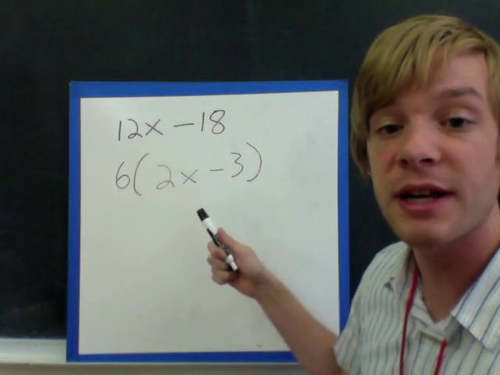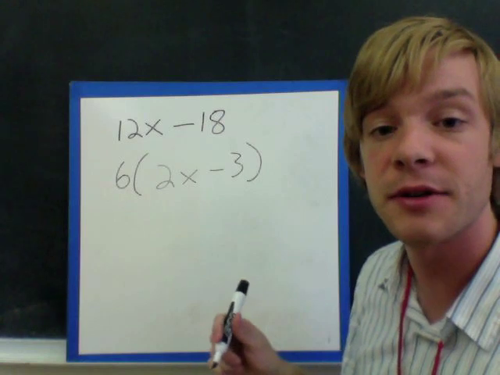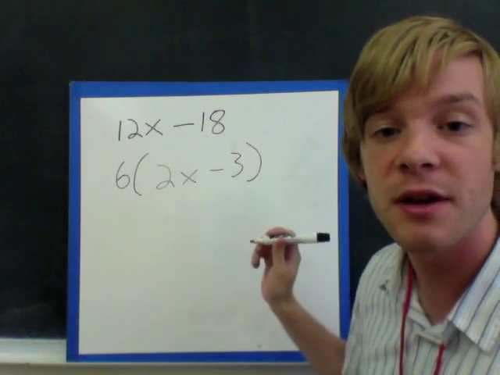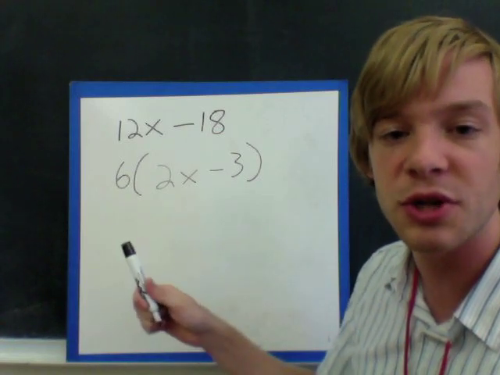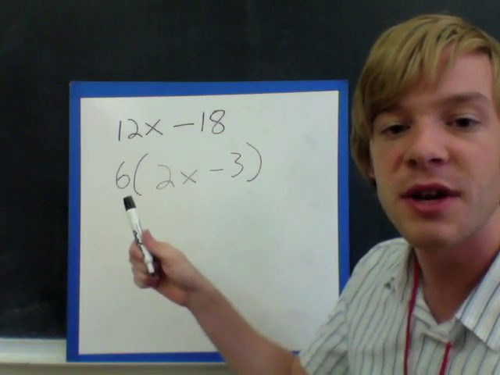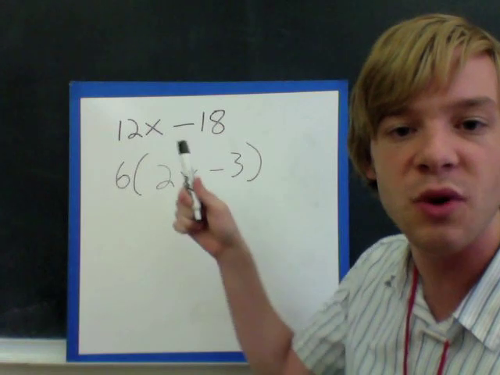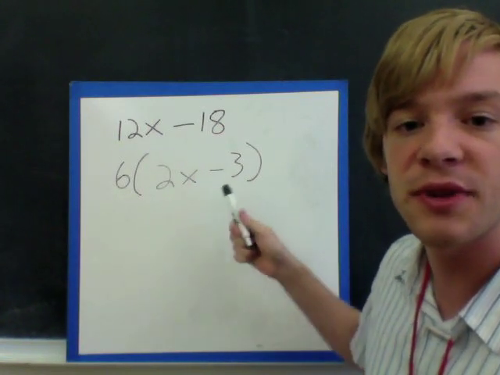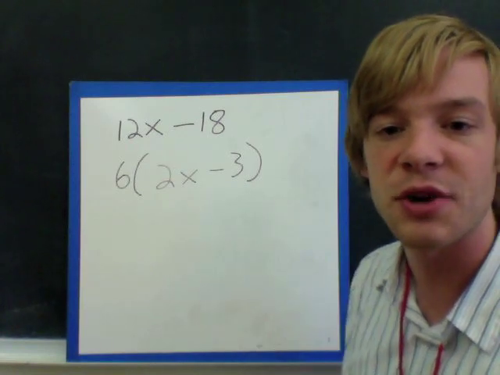And this is our final answer. This is completely factored out because there's nothing that will divide both 2 and negative 3 in here. And if you double check your work mentally, if you go backwards, we do 6 times 2x, that gives us 12x, and 6 times negative 3 gives us negative 18. So this is our term that's factored out.